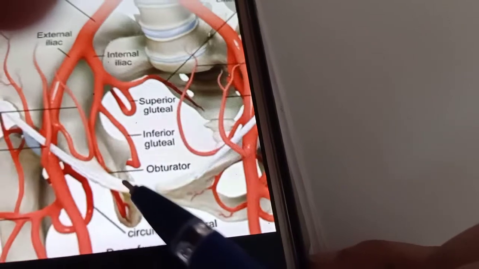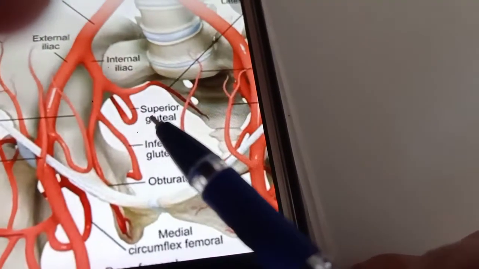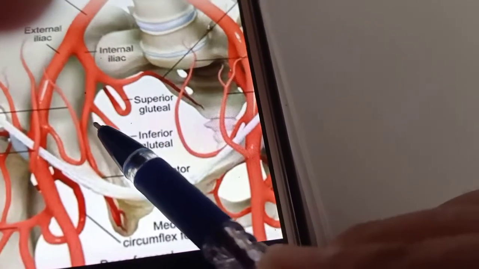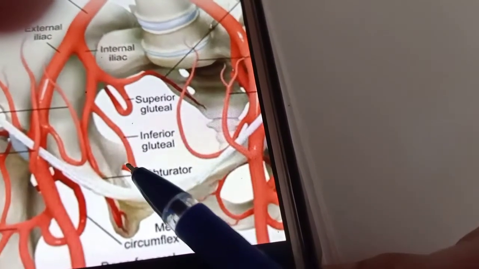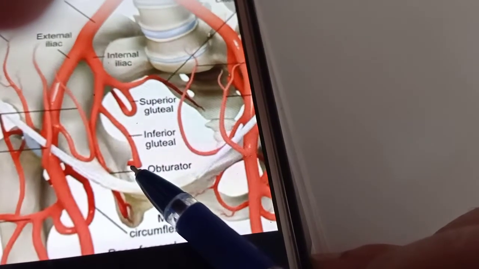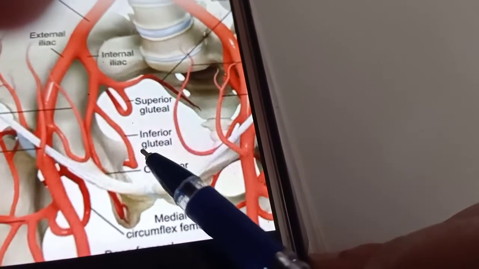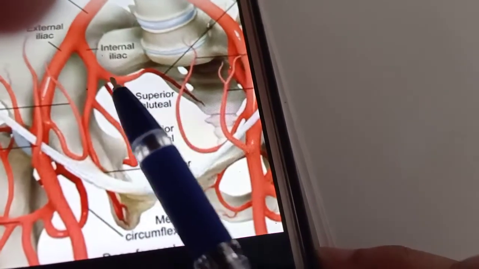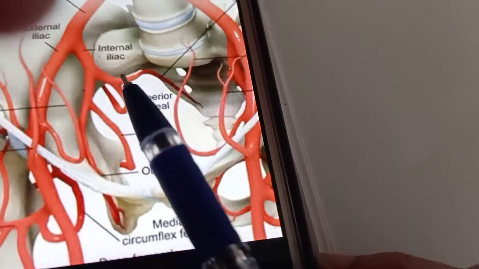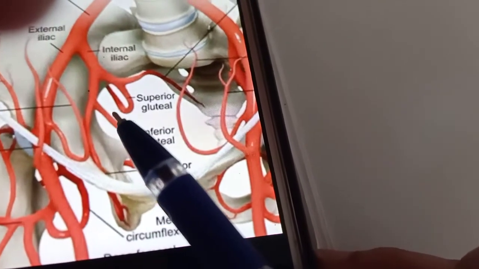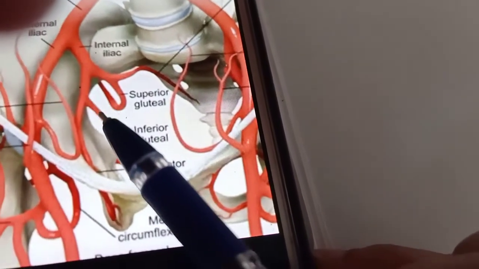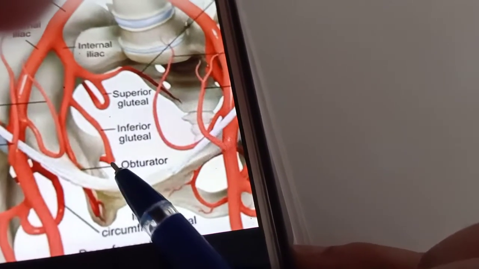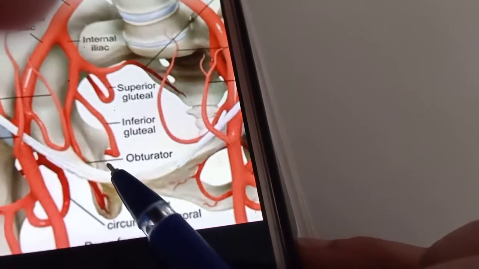Now it will leave the pelvis through the greater sciatic foramina. So you see, this is the greater sciatic foramina. It is leaving the pelvis through the greater sciatic foramina below the piriformis to enter the gluteal region. So first it is anterior to the piriformis between first and second sacral nerves. It will leave the pelvic cavity through the greater sciatic foramina. Then it will go down below the piriformis and enter the gluteal region.